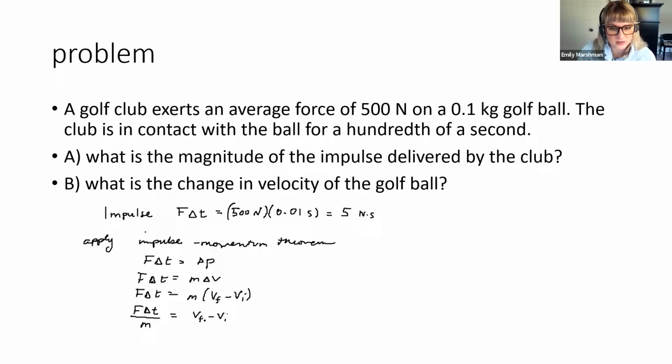That's the change in the golf ball's velocity. The impulse we just solved for was 5 newton-seconds, and the mass of the golf ball is 0.1 kilogram. That has to be equal to the final minus the initial velocity. If I do this, boy, that was not very clearly written, sorry. 0.1 kilogram. Okay, 5 divided by 0.1 becomes 50.